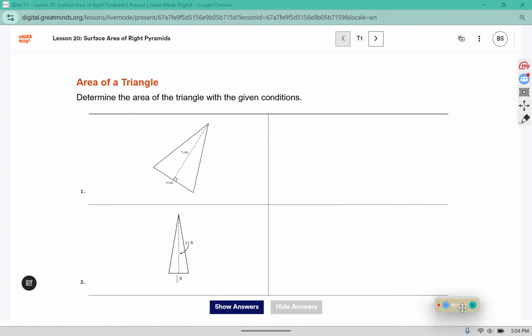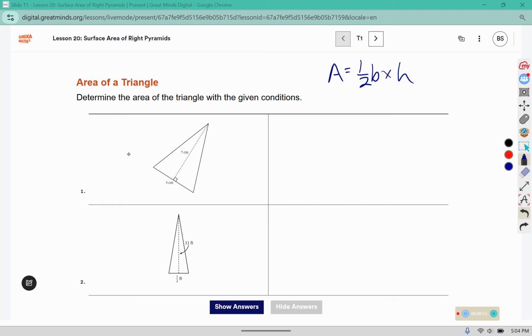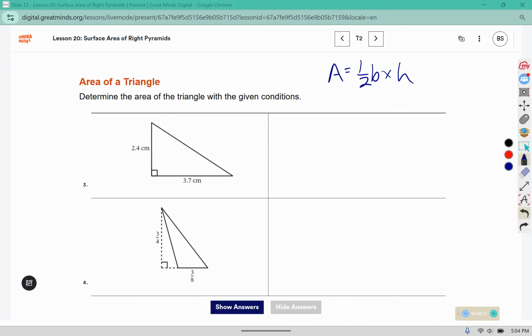Determine the area of the triangle with the given conditions. The formula for finding the area of the triangle is half of the base times the height. Complete problems 1 and 2. Then move on to 3 and 4.